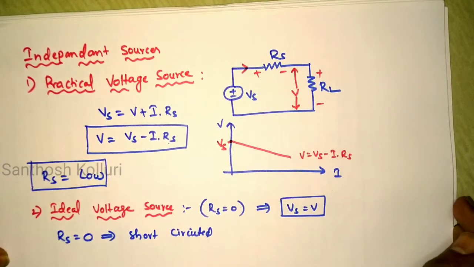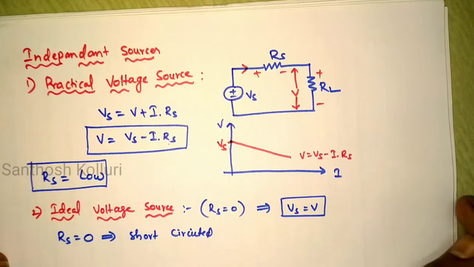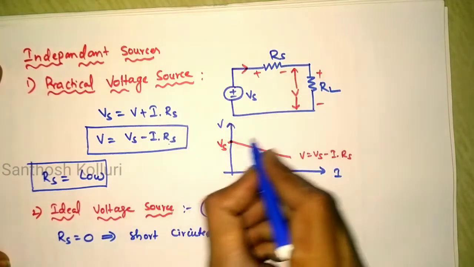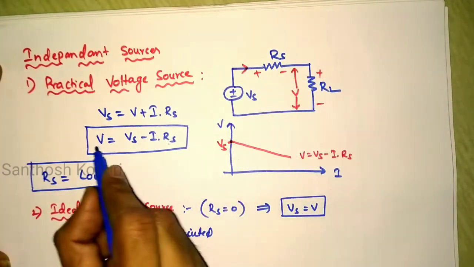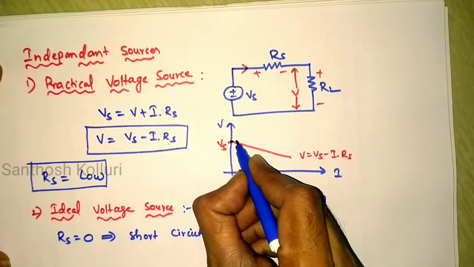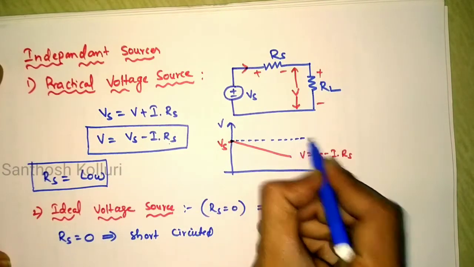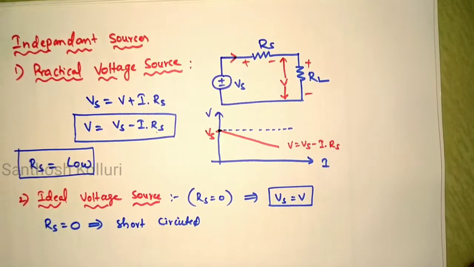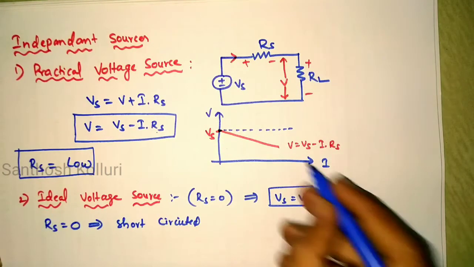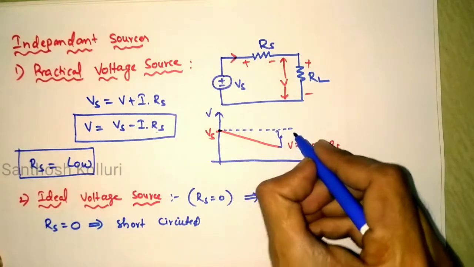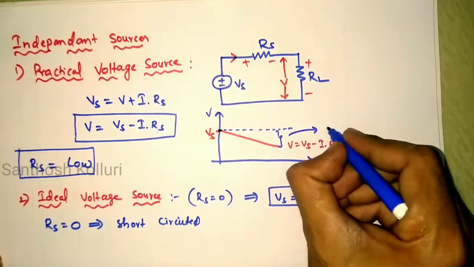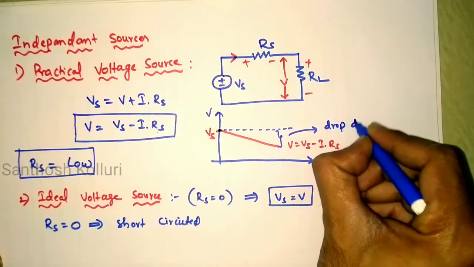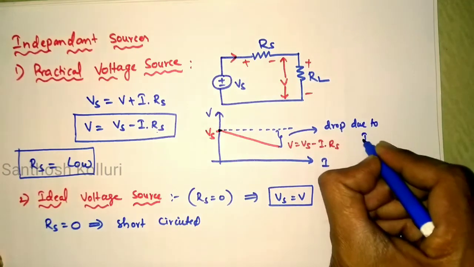Okay. So here in this case the Rs value is 0, so therefore V is equal to Vs. So here the graph will be like this, constant throughout the current flowing through the resistor. So here this drop is nothing but what? This is the drop due to internal resistance.